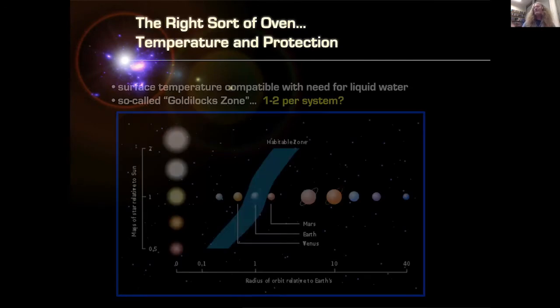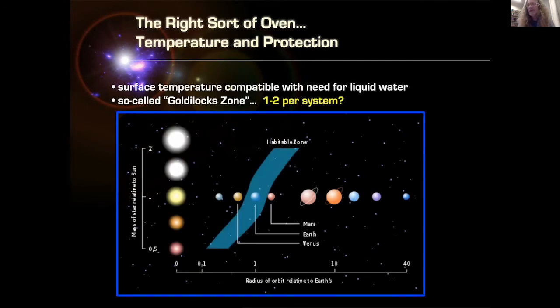So if you buy that premise that liquid water is probably important at some level, you need a place where liquid water can exist. And so you need to have the right sort of temperature. What that means is you don't want to be too close to a star because it'd be too hot. And you don't want to be too far away, or it'd be too cold and freeze solid. So there's that habitable zone, that Goldilocks zone, where it's not too hot, not too cold, the temperature is just right.